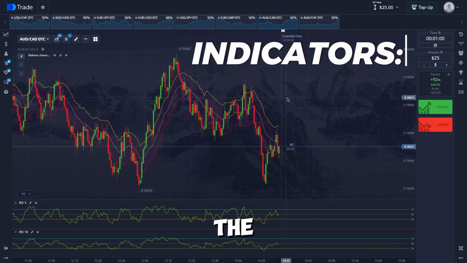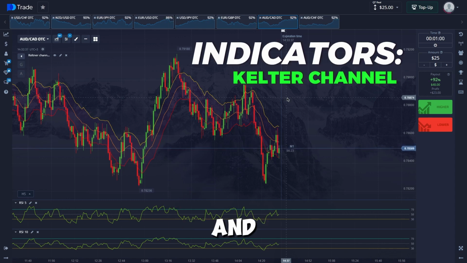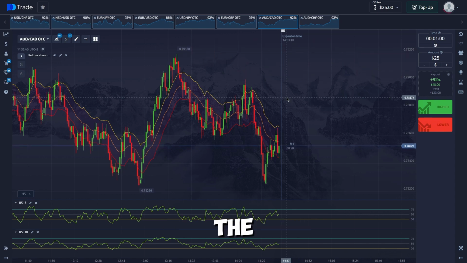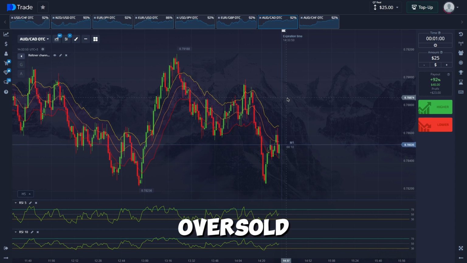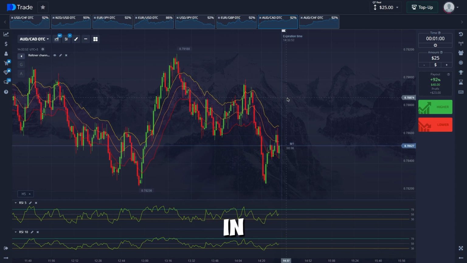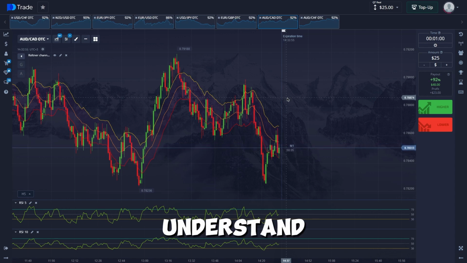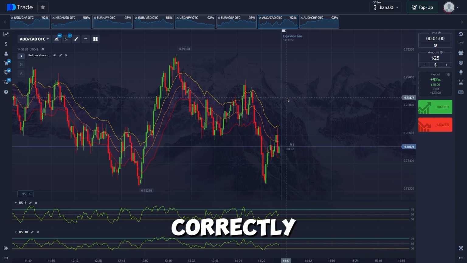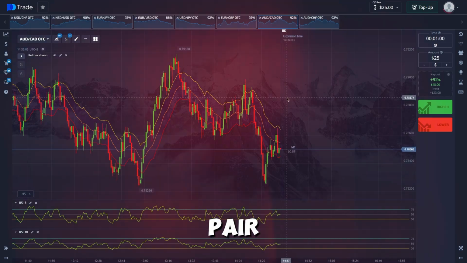Today we will use the Keltner channel with default settings and 2 RSI oscillators. The first one will have a period of 5, and the second one will have a period of 10. Today we will observe local highs and lows, as well as the oversold and overbought area. In general, as I trade, you will understand how to work with the indicators correctly, so let's start trading and select our first currency pair.